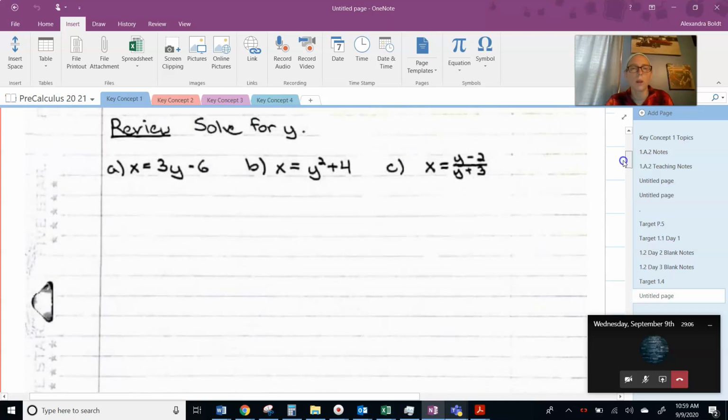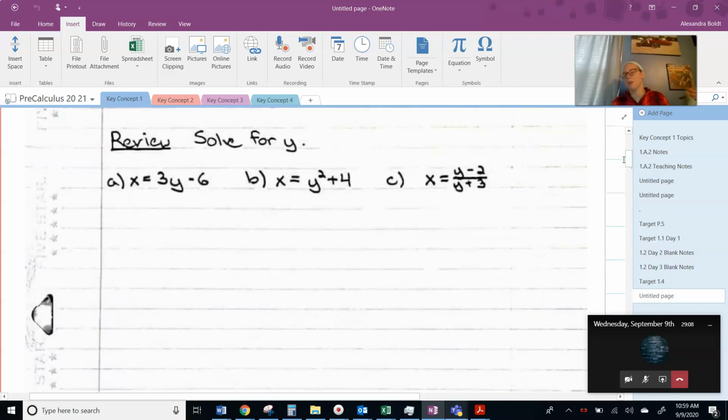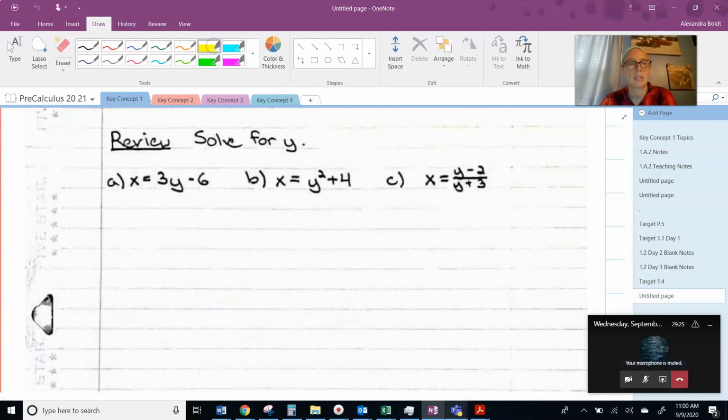So we're just going to do a quick review of solving for y. A lot of times we graph a function as y equals, so before we can graph it, we need y to be by itself. Here it's almost the opposite of what you would think. We have x equals 3y minus 6, so we're solving for y.